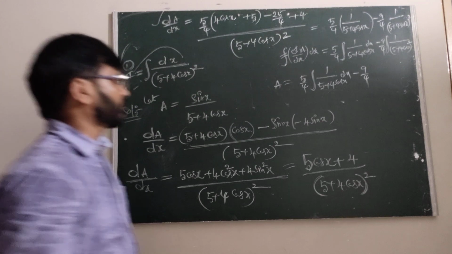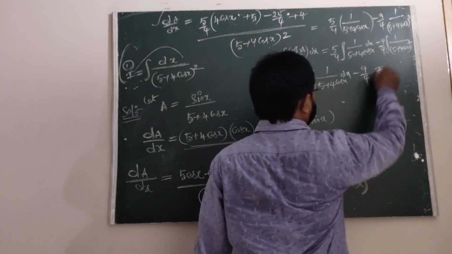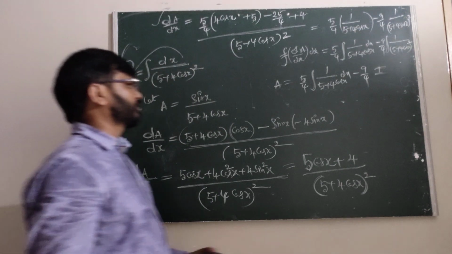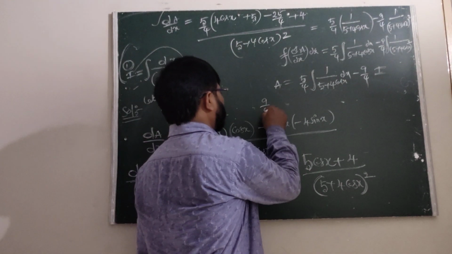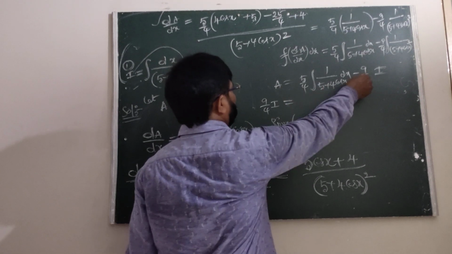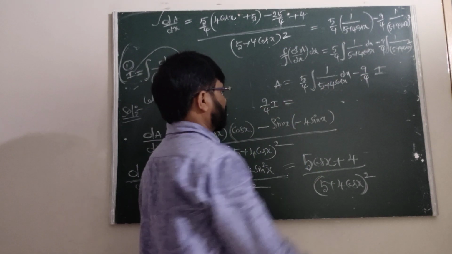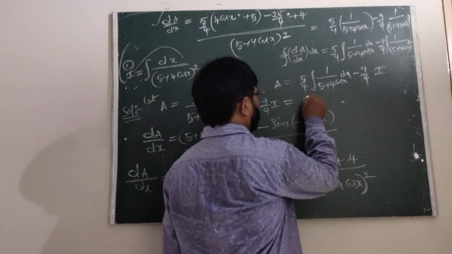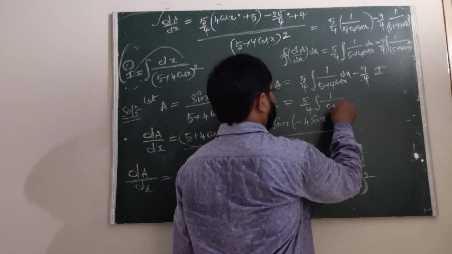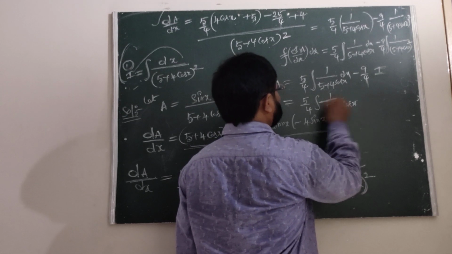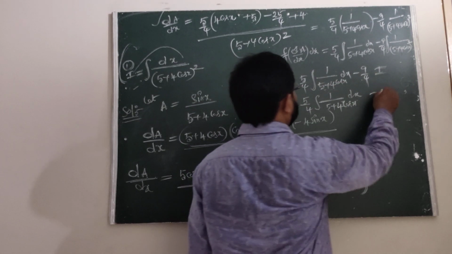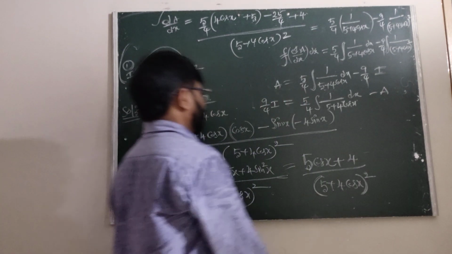5 plus 4 cos x whole square is the I. Now this can be written as 9 by 4 I equals minus 9 by 4 I sent to the other side, plus 5 by 4 integral 1 upon 5 plus 4 cos x dx. The plus A is sent to the other side as minus A.